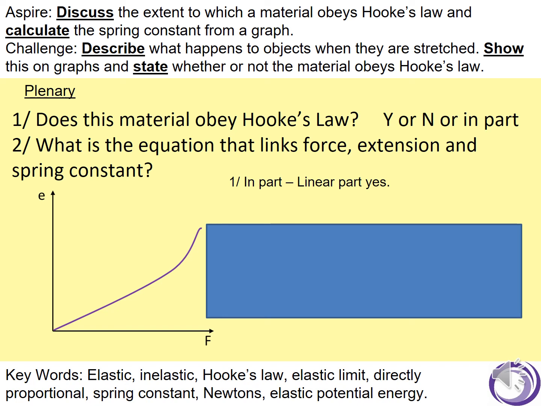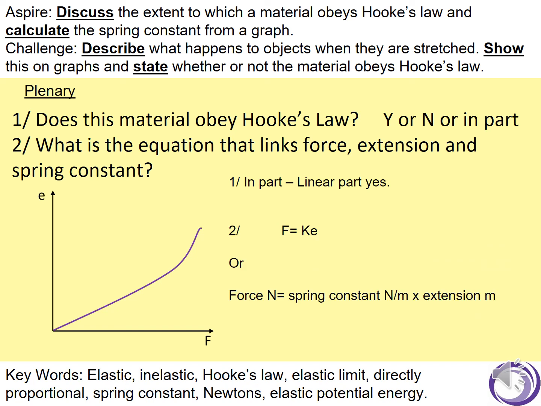Okay, what is the equation that links force, extension and the spring constant? Now we need to know this equation. So just recall it, look at your notes, shout it out. And the answer is F equals KE. And I've written it down there with some detail: force in newtons equals spring constant, which is newtons per meter, times the extension, which is measured in meters.